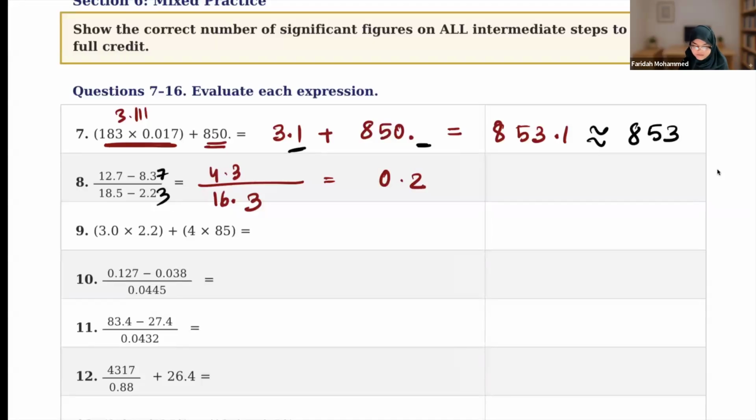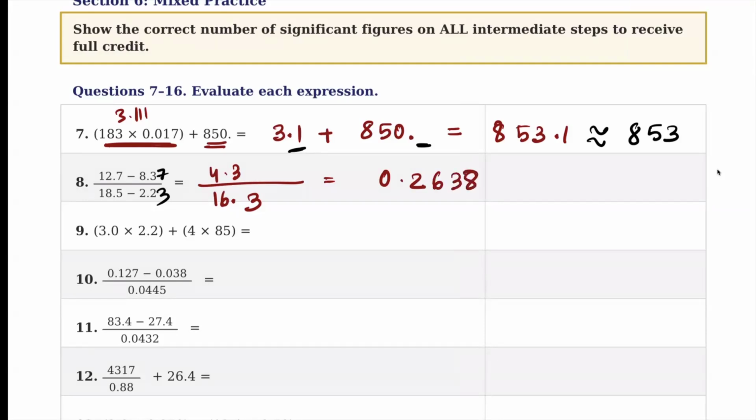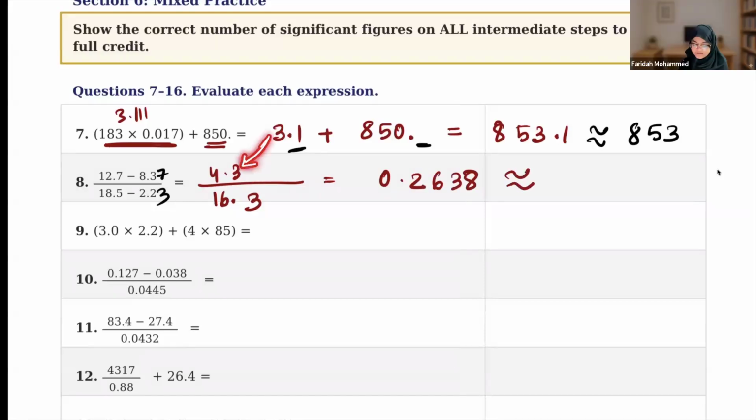0.3 has how many sigfigs? Oh, wait, never mind. I'm going to write everything the calculator says first, and then we will round off. So this one has how many sigfigs? One. When we divide now, we look at the... oh, wait, no, sigfigs, two.